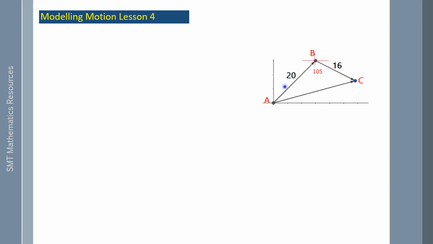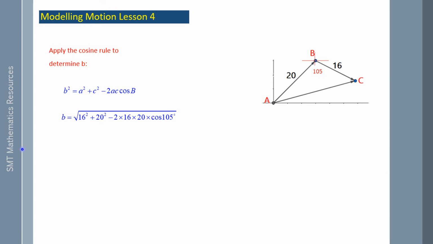So we've got our triangle with forces 20 and 16, the angle's 105 degrees between them. We're going to work out the magnitude of AC, which is force 3. So apply the cosine rule to determine B. B squared equals A squared plus C squared minus 2AC cos B. Subbing our values of 16, 20, and 105, we can now evaluate that as being AC, which is force 3's magnitude, is 28.66 newtons.